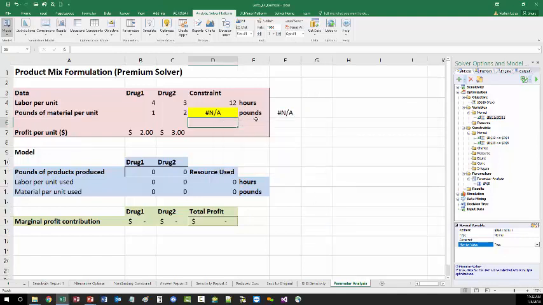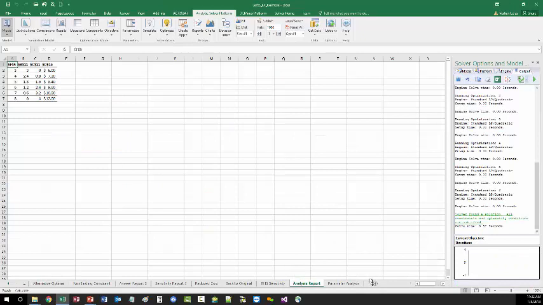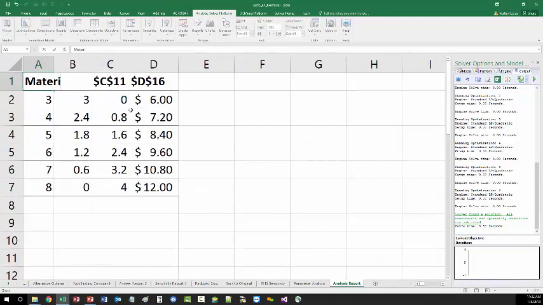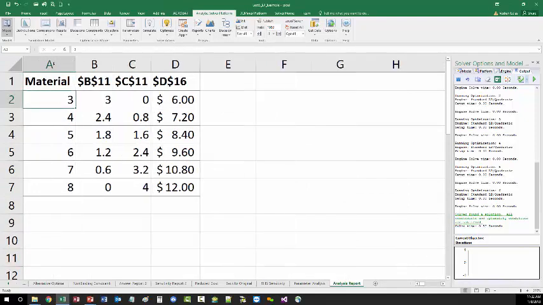We run it, run 6 optimizations. It's kind of hard to see, it goes by real fast. Creates the analysis report. Okay, I'll just rename the material increases from 3 to 8 pounds, and then drug 1, drug 2, and profit columns. All right, so it shows you starting with the baseline, increasing the availability shifts production to drug 2, which is more profitable, increasing the profit. The opposite happens if you shift the other way, reduce the material availability.